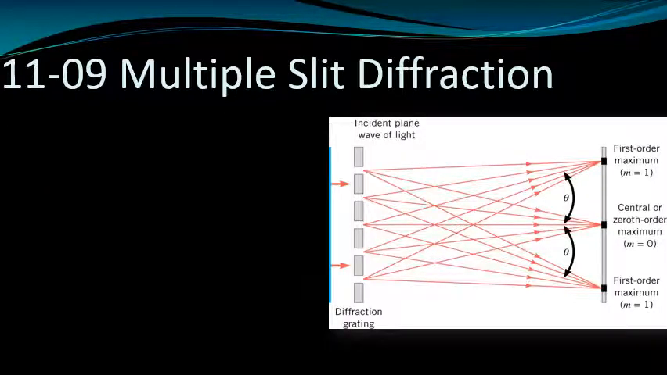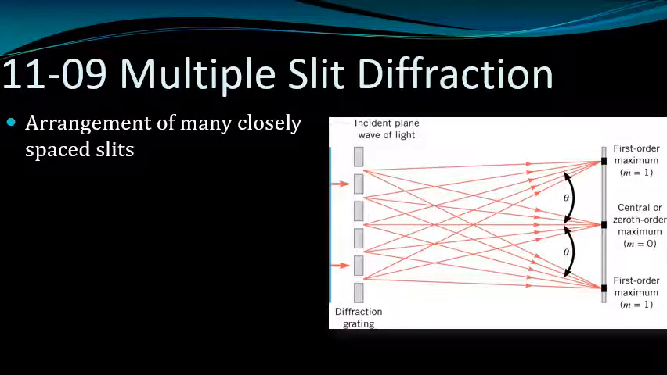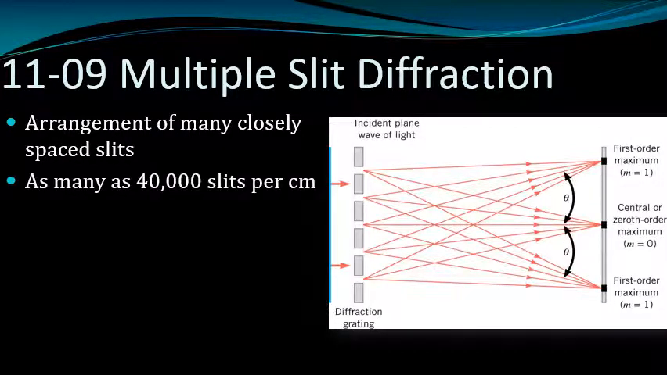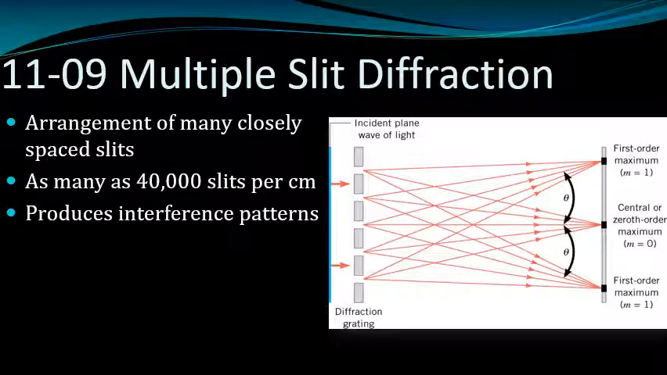Lesson 11.9, Multiple Slit Diffraction. A diffraction grating, as it's usually called, is an arrangement of many closely spaced slits, as many as 40,000 slits per centimeter, and it produces interference patterns, just like the double slit did.